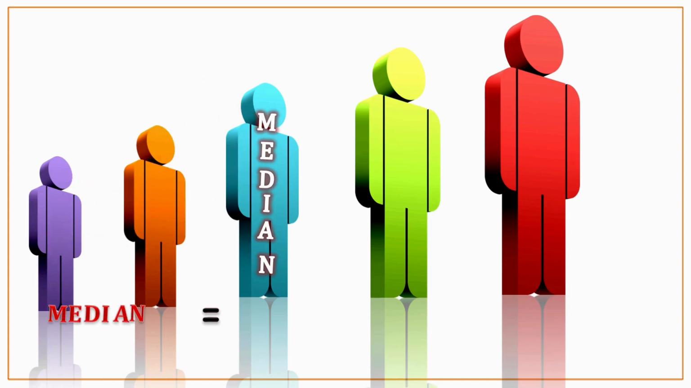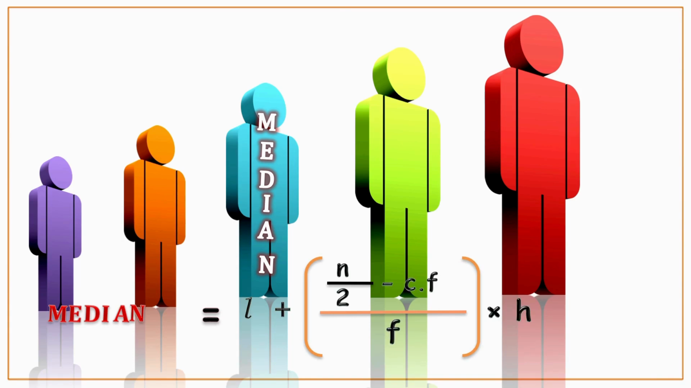So for the median, let us take the formula first. The median formula is L plus (N by 2 minus CF) by F, into H. CF means the cumulative frequency. I know that till now you couldn't understand anything. Don't worry, once we solve a particular problem, it will be easier for you to understand.